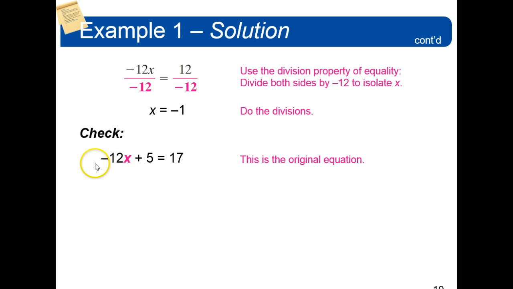Let's check this. Negative 12x plus 5. We don't know if it really equals 17 when x equals negative 1. We're going to find that out. We're going to remove the x and put a negative 1 in its place. That's substituting. We're taking this negative 1 and putting it in the place of x. Negative 12 times negative 1 plus 5, does it really equal 17? A negative times a negative is a positive, so we have 12 plus 5.